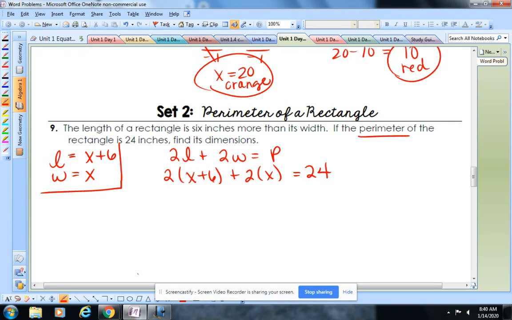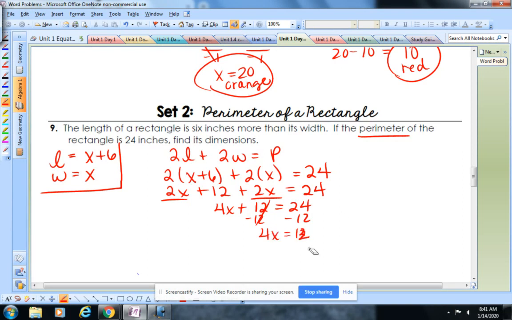Okay? Then what do I have to do with that 2 times x plus 6? Distribute, yes. So 2 times x is 2x, and 2 times 6 is 12, equals 24. Now what? Like terms. 2x plus 2x is 4x, plus 12 equals 24. Then what? Subtract 12. 4x equals 12. That's ugly 12. And then divide by 4, and x equals 3, which is the width.